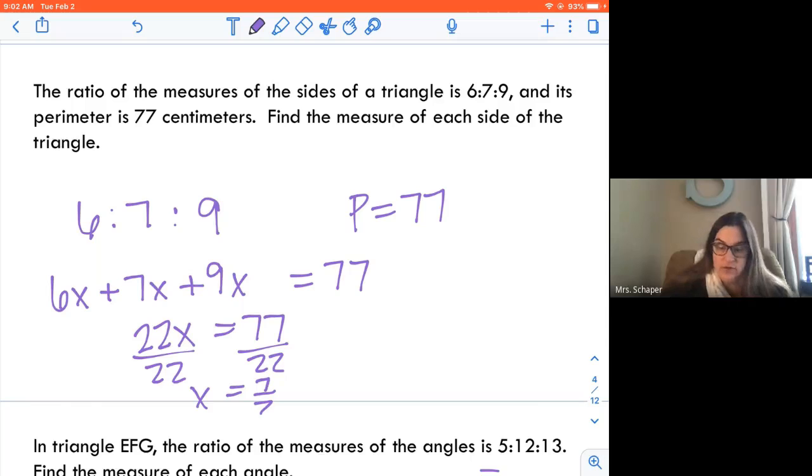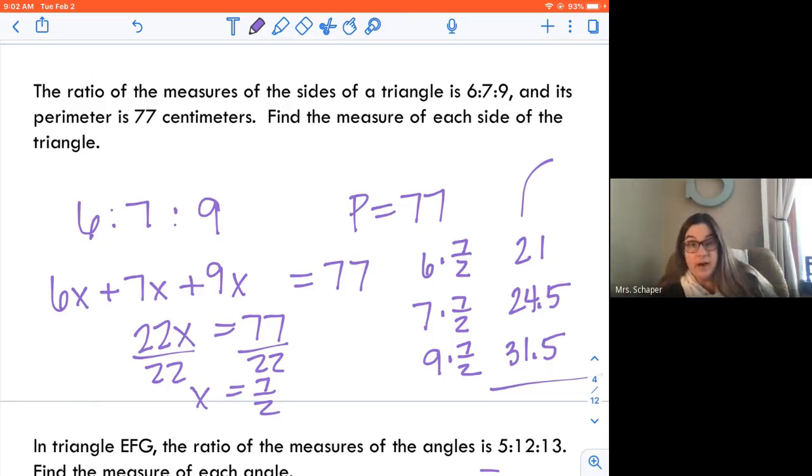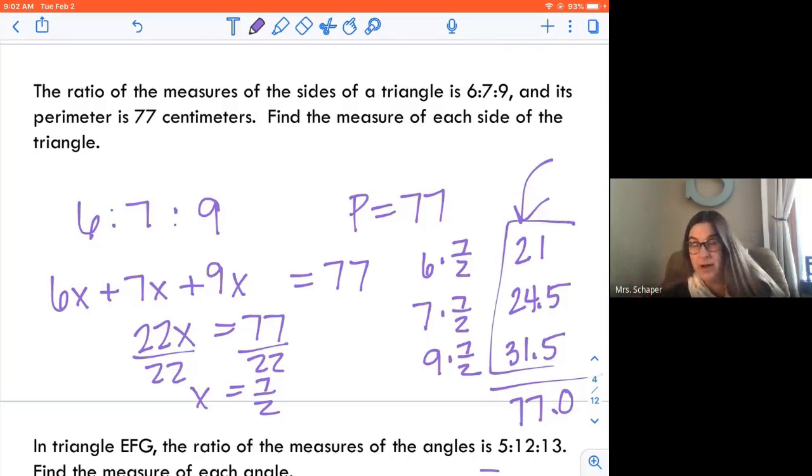So to find the lengths of each of those sides, I'm going to take 6 times 7 halves, 7 times 7 halves, and 9 times 7 halves. So 6 times 7 halves is going to be 21. 7 times 7 halves is going to be 24.5. And 9 times 7 halves is going to be 31.5. So these are my three side lengths. Then to verify, I can just add them together to make sure they equal 77. So 21 plus 24.5 plus 31.5 is 77. So what I need to find is that common multiplier. What do I multiply all of them by so that I get a total of 77? Let's take a look at another example of an extended ratio.